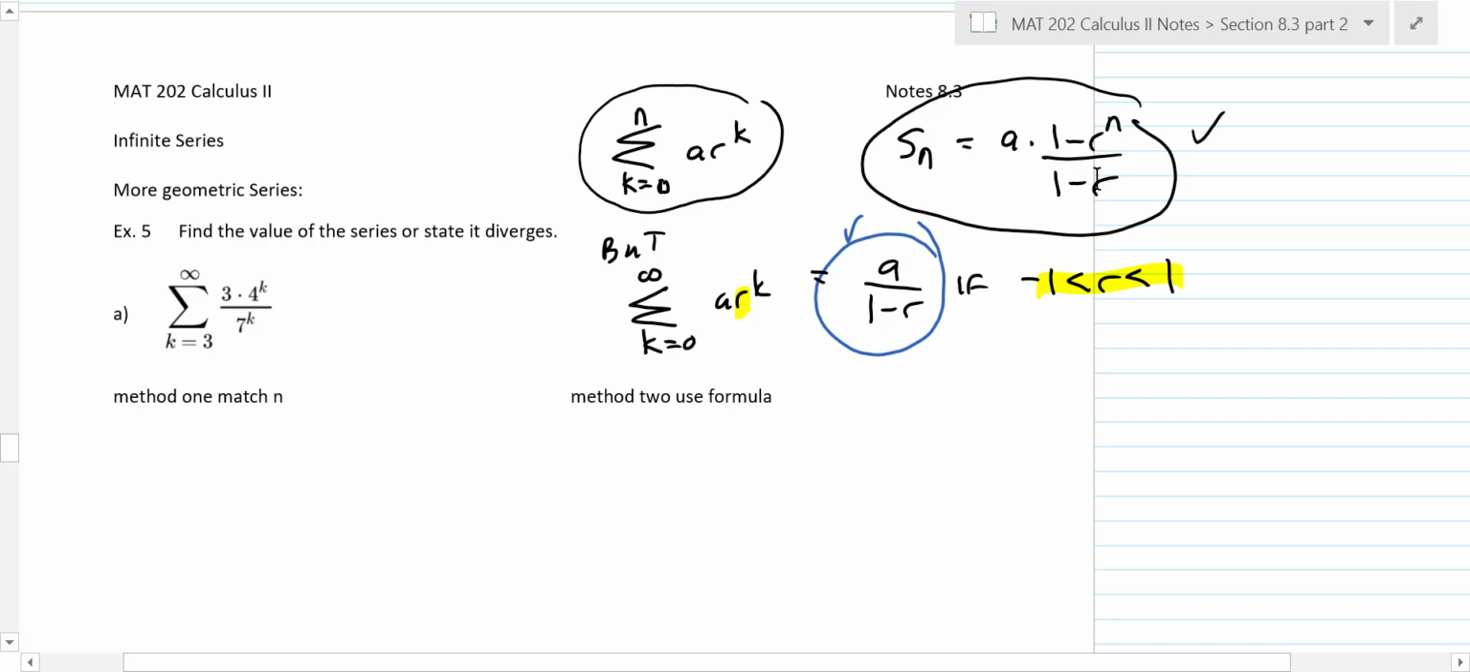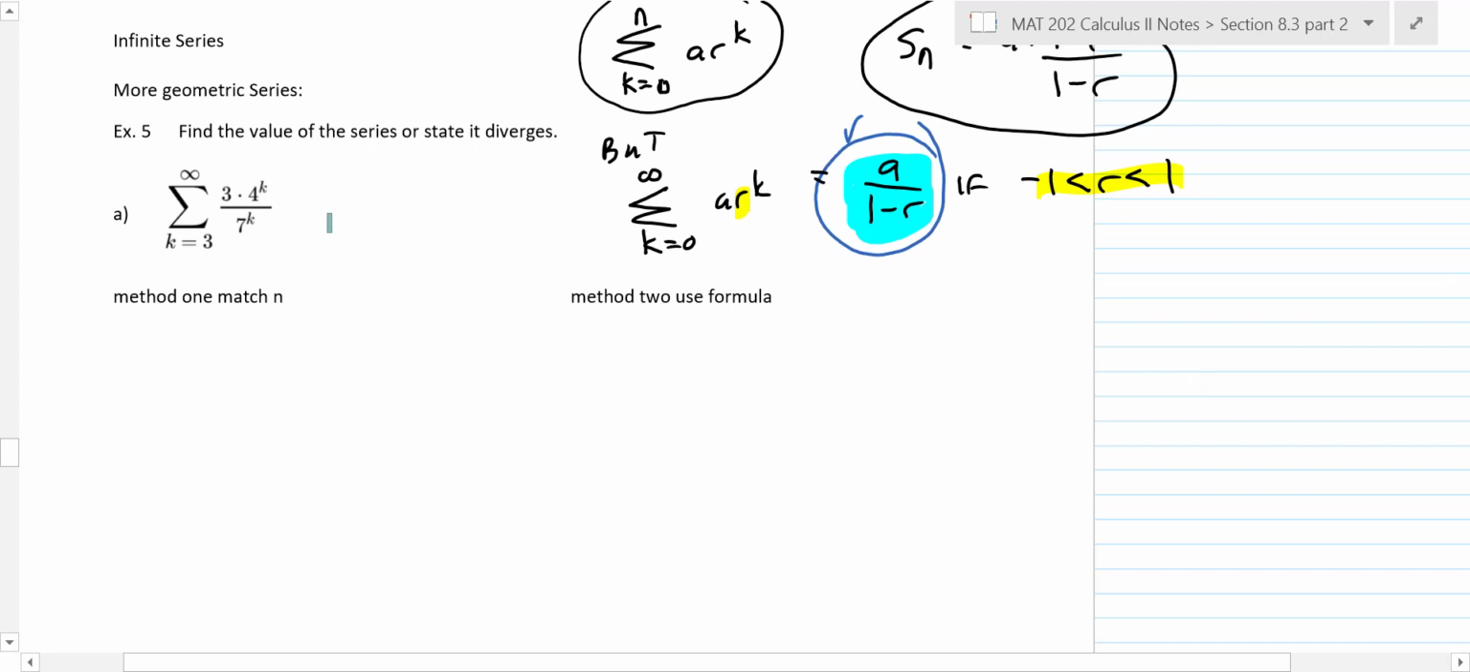So if we figure out that it converges, then we're going to find the value by using that formula right there. So we can find the value of the convergence on a geometric series using that formula. I'm going to show you 2 ways to do this. Most of the time, you're just going to use the formula. You want to rearrange this and make sure that you see that this is a geometric series.